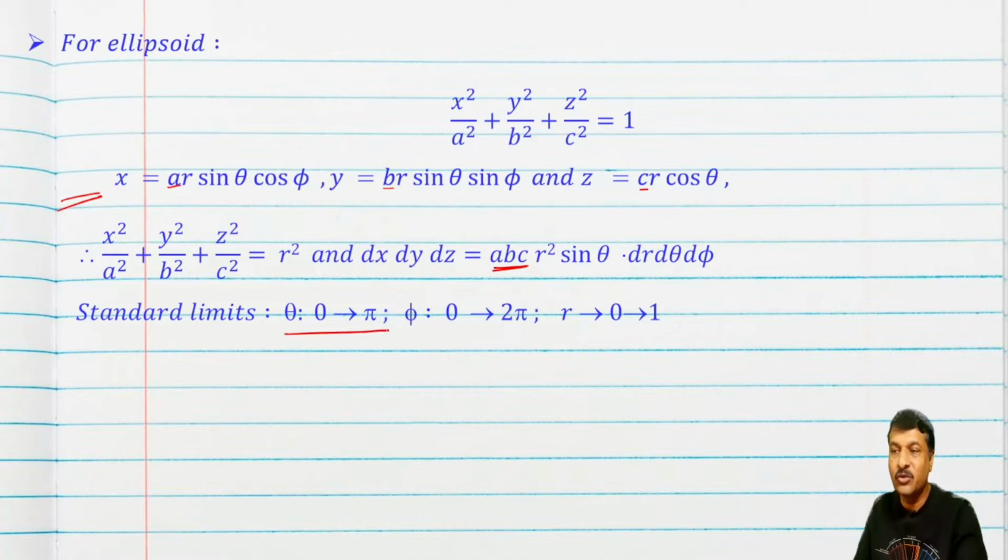Standard limits: 0 to pi, that is theta; phi is 0 to 2 pi; and r is 0 to 1. Note that it is 0 to 1 because we are adjusting for it here. So let's consider examples on the triple integration.